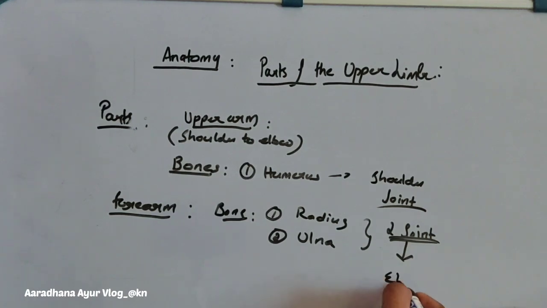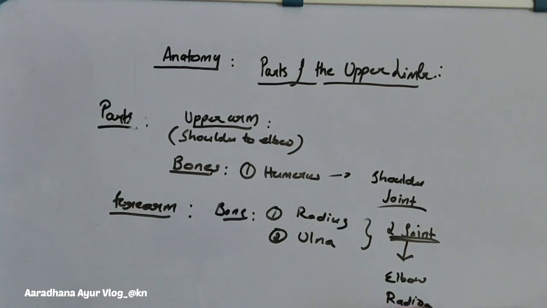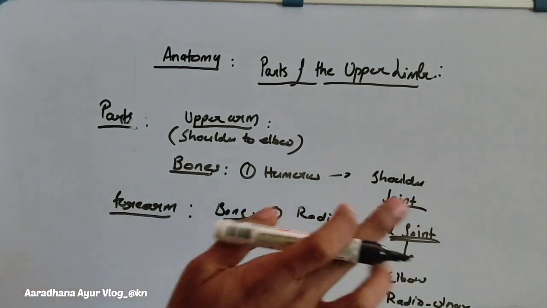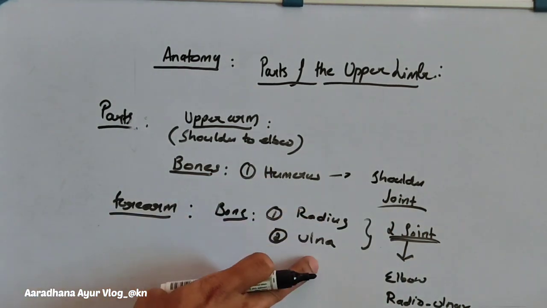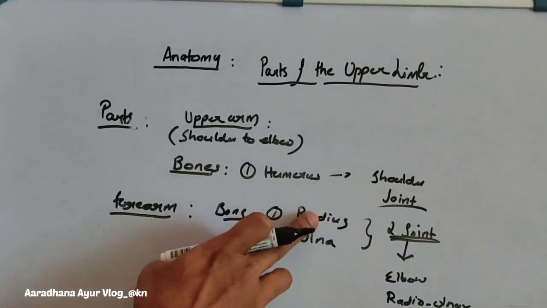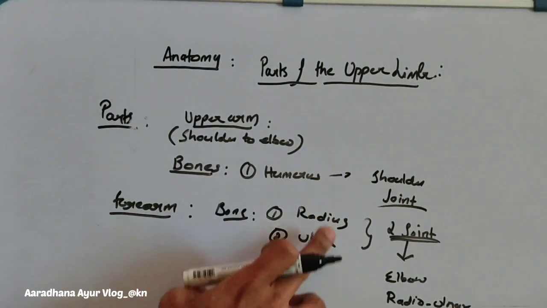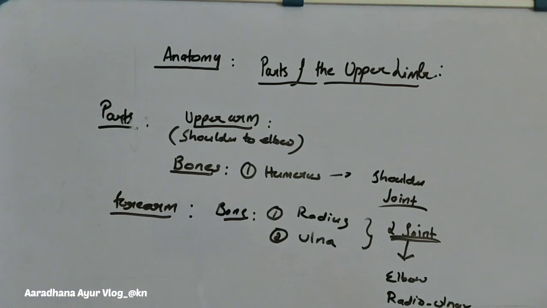One is the elbow joint, in which the radius, ulna and the humerus are involved, and next is the radioulnar joint, in which these two bones are involved. So the arm region and the forearm region are over.